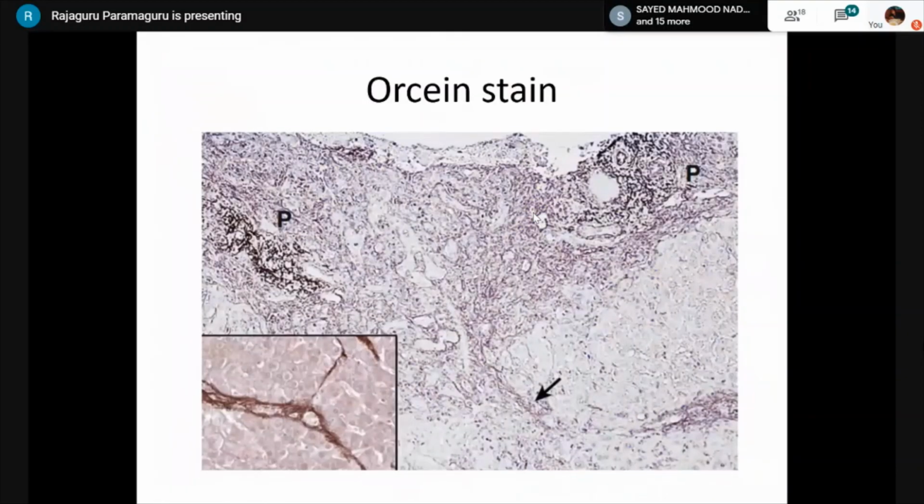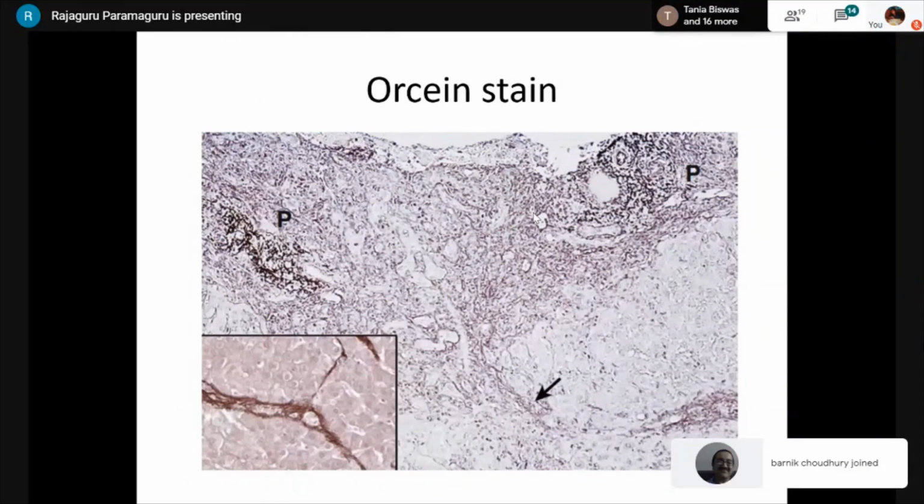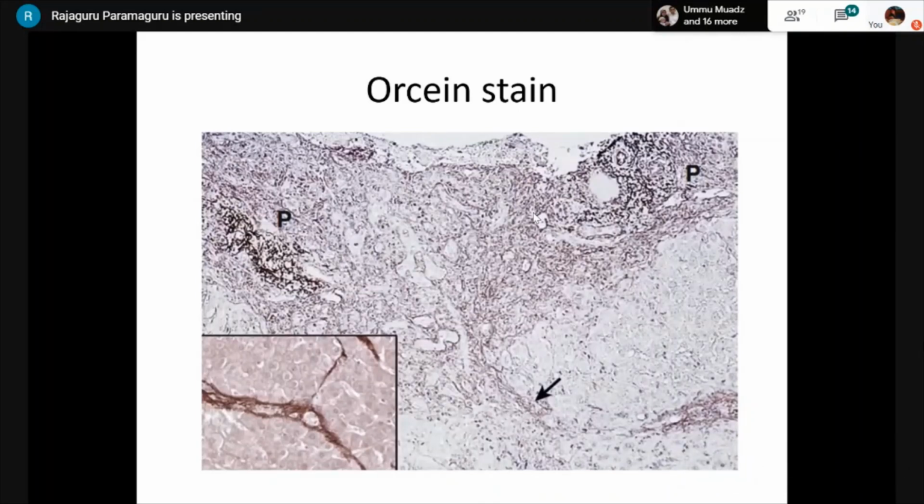So in such a condition, if the necrosis is a bit late, meaning more than 2 months or so, you will have some collagen deposition in the necrotic area. So in such a case, you will have difficulty differentiating it from fibrosis. In such a case, you can use the Orcein stain. The Orcein stain will stain the elastic fibers.